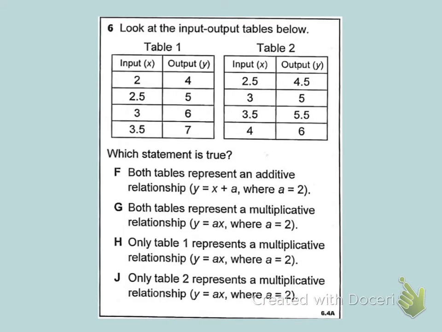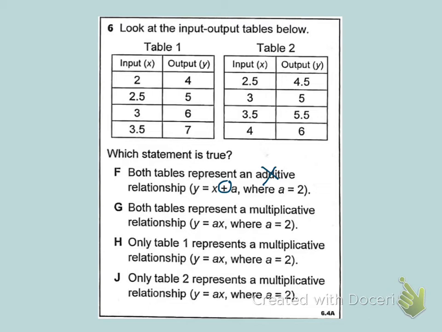Number 6. Look at the input-output tables below. Which statement is true? Both represent an additive relationship. So additive relationship means we're taking x and adding a number to it. That means we would take x, which is 2 right here, and add 2 to get to 4, which means that when you add, you're supposed to add by the same number. 2.5 plus 2, is that equal to 5? No. So that's not an additive relationship, so that's false.